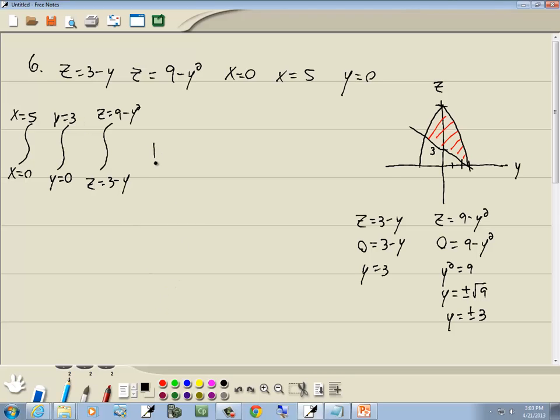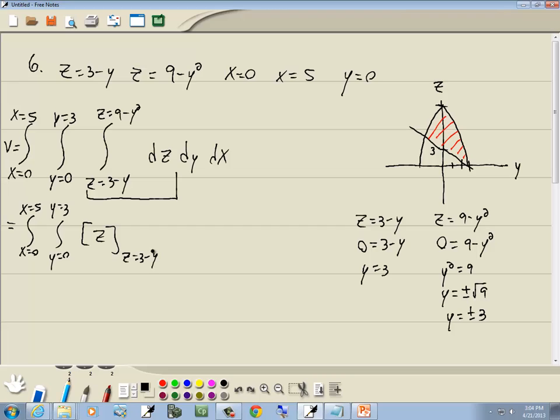And then we're going to have our dz, dy, and dx. And yet again, I forgot to put my volume there. That's volume equals that. Okay, let's do the integral first. So this is going to carry down x equals 0 to x equals 5. And this integral will carry down y is equal to 0 to y is equal to 3. We're integrating with respect to z, so we'll put a z there, from z is equal to 3 minus y to z is equal to 9 minus y squared, dy dx.